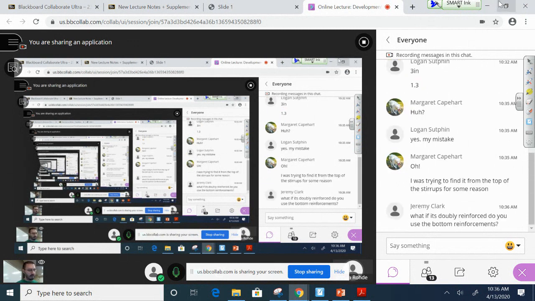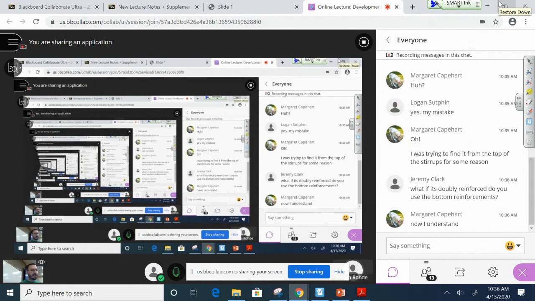What if it's doubly reinforced? Do you use the bottom reinforcements? No, but let me say two things. First off, it's possible that different bars have different development lengths. So you might compute the development length for one set of bars and then a development length for another set of bars. That would be my first answer to that question.